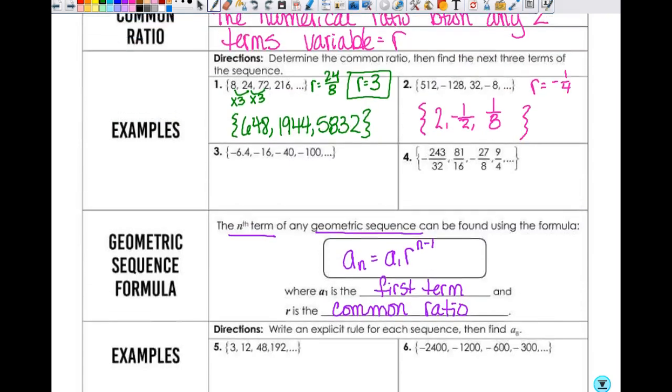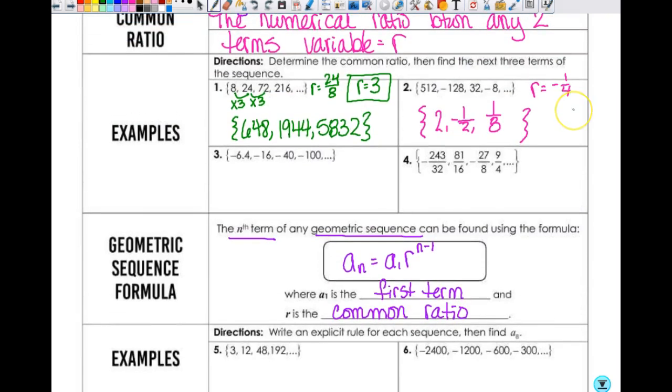RB, is that what I put? Negative 1/4. Because you're multiplying by negative 1/4 every time. You're dividing by 4, but we don't talk about things as division. It's the ratio. When you take 128 and put it over 512, you get a negative 1/4, and then each term gets multiplied by a negative 1/4. Does that make sense? Anything else?